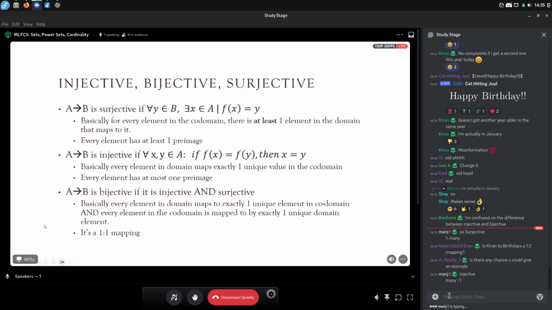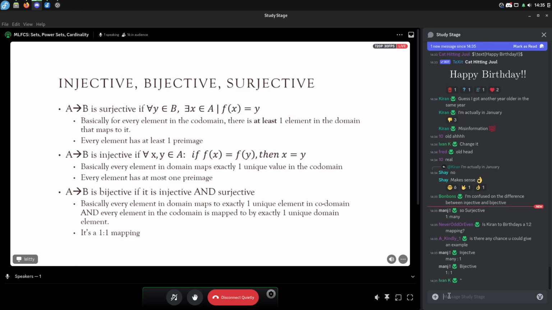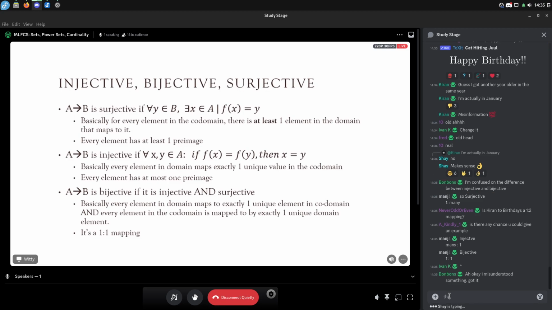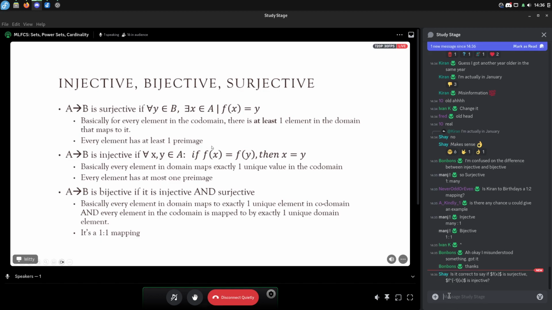Injective and bijective. If you understand injective, bijective is basically injective and surjective. You know how we looked at surjective at the top, and then injective. Surjective means every element has at least one pre-image, and injective means every element has at most one pre-image, and therefore bijective is just both of them. So injective and surjective. Therefore, every element has exactly one pre-image. It's a one-to-one mapping. If you have both of those true for a function, then you call it bijective. Does that make sense now? Thanks. Cool. Everyone understands everything. Lots of reactions to Shay's message. All right, I'll move on now, if everyone's happy. So that's injective, bijective, and surjective.